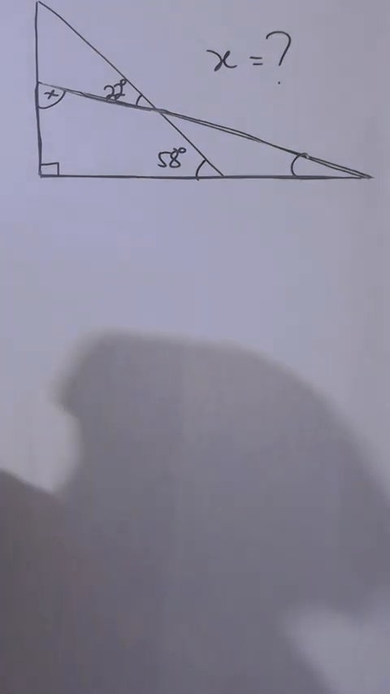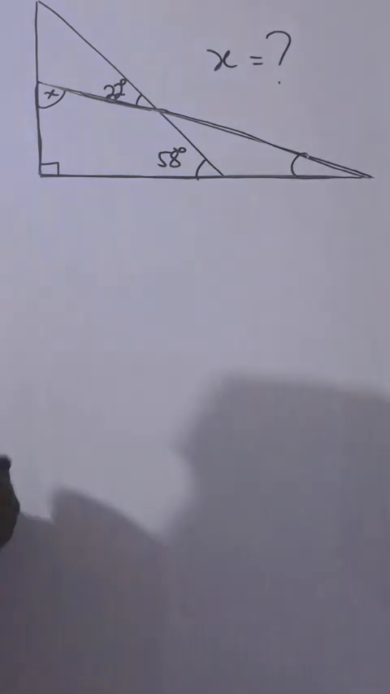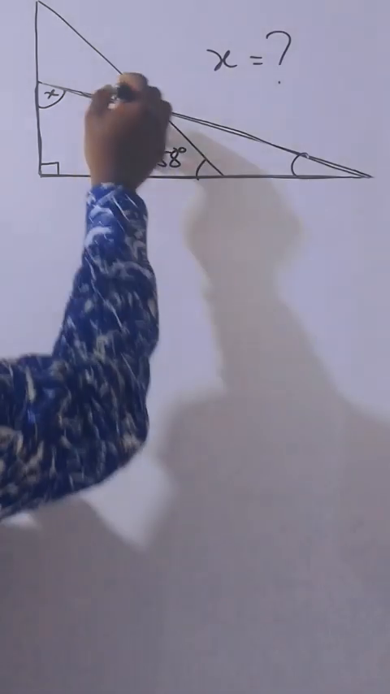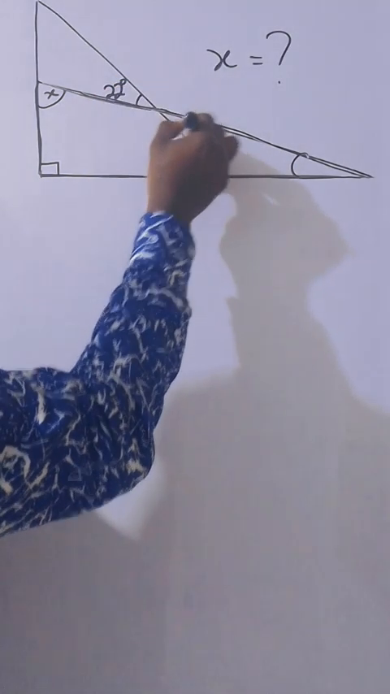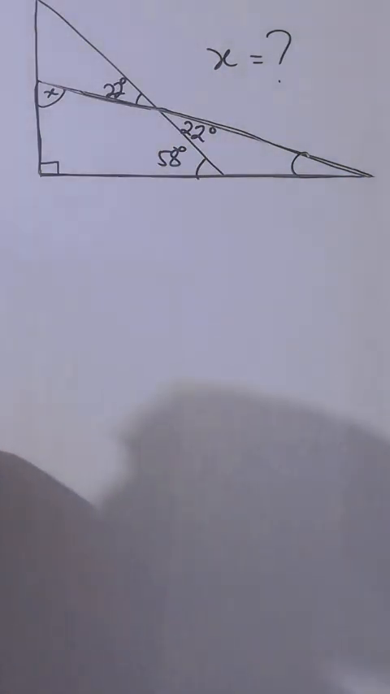Since this is a right angle, and a right angle means 90. So to do that, let's look at how to go about it. This 22 is a vertically opposite angle to the angle here. Vertically opposite angles. So this is a straight line, this is a straight line. That is vertically opposite angles.